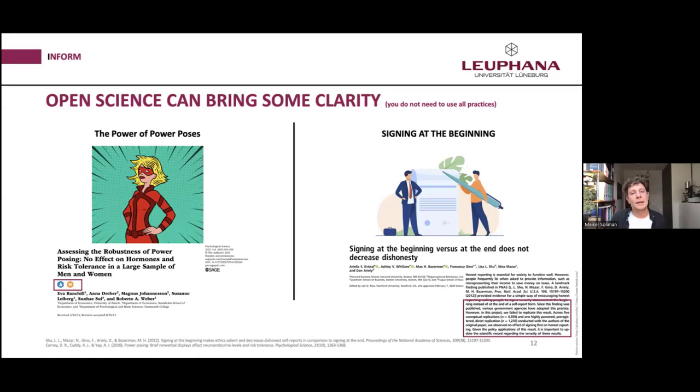So I think that helps students to make the connections between the replication crisis, the questions that we discussed in the second step, and then link that to open science as one means to counter the replication crisis.